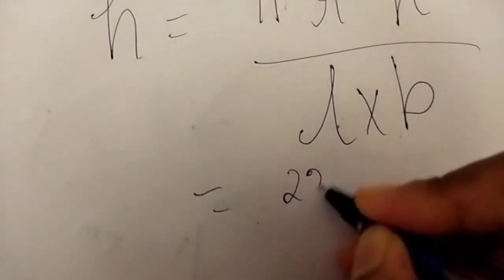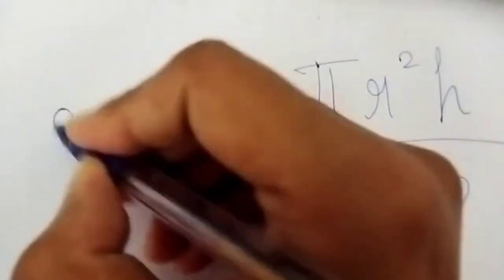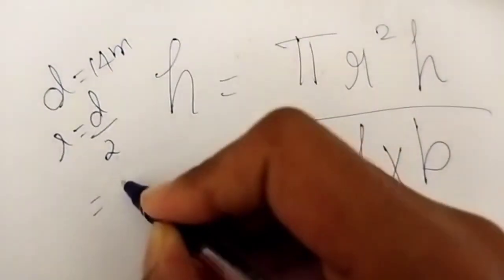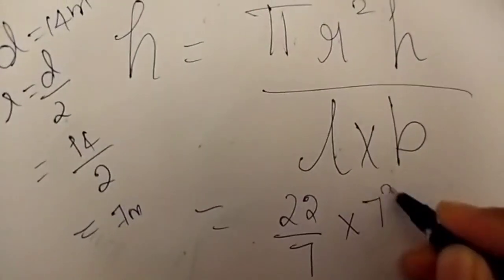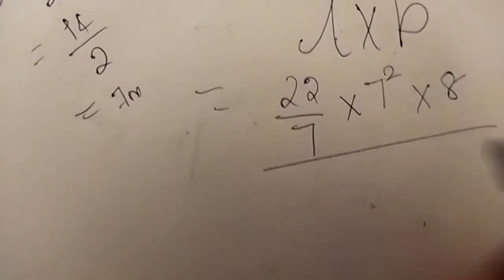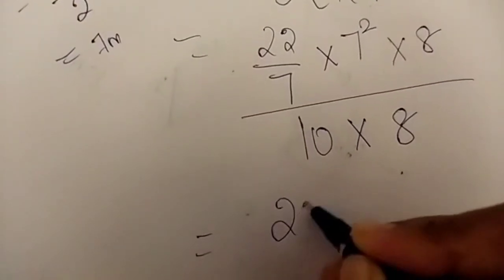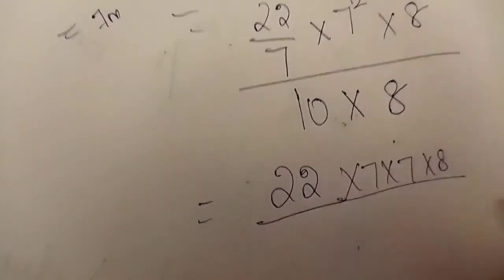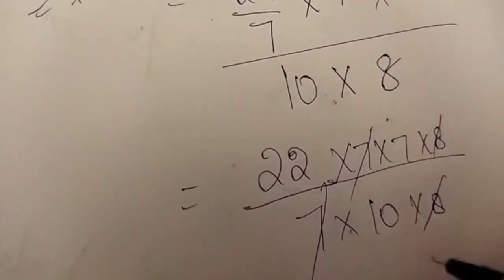So pi means 22 by 7, R square. The radius: diameter is given as 14 meter, then radius is equal to D by 2, so 14 by 2, which is 7 meter. So 7 square into height 8 meter, divided by length 10 meter into breadth 8 meter. We can rewrite this as 22 by 7 into 7 into 7 into 8, over 10 into 8. 8 gets cancelled, 7 gets cancelled.